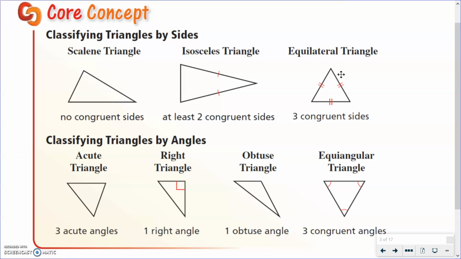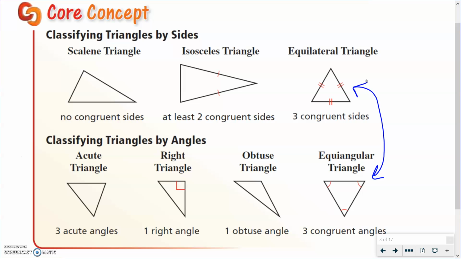So an acute triangle has 3 acute angles, so 3 angles that are less than 90 degrees. A right triangle has 1 right angle. An obtuse triangle has 1 obtuse angle. And an equiangular triangle has 3 congruent angles, or 3 of the angles that are the same. And an equilateral triangle is always equiangular, and an equiangular triangle is always equilateral. Those two things always imply each other. So if it is one, it is the other.